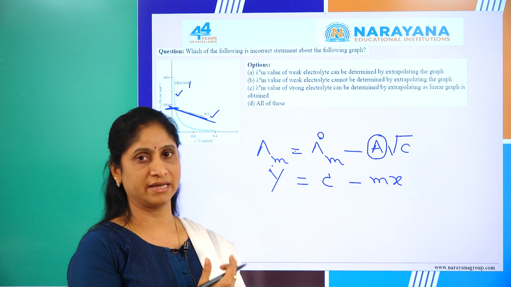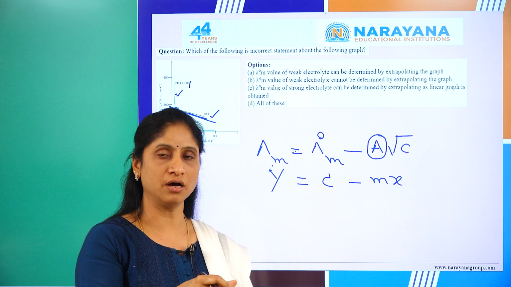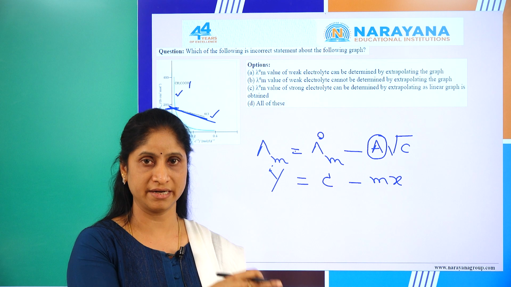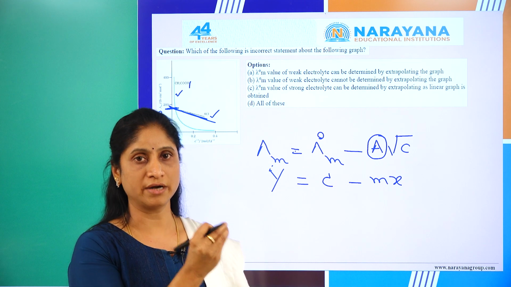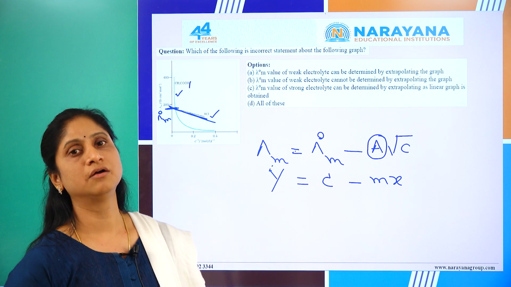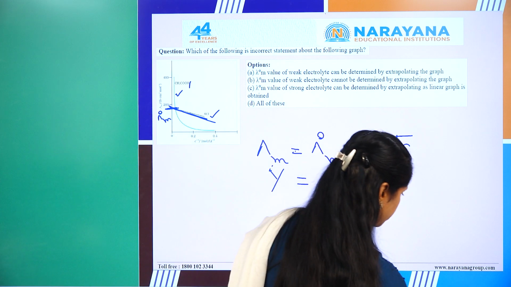For a weak electrolyte like acetic acid, that's why we use Kohlrausch law to find its limiting molar conductance. To calculate the maximum limiting molar conductance of weak electrolytes, we apply Kohlrausch law. So let us see the next question.